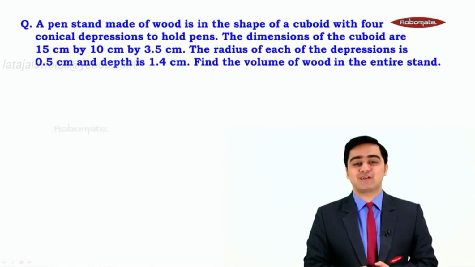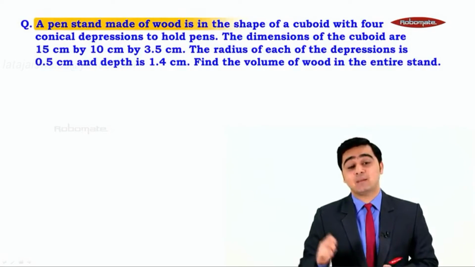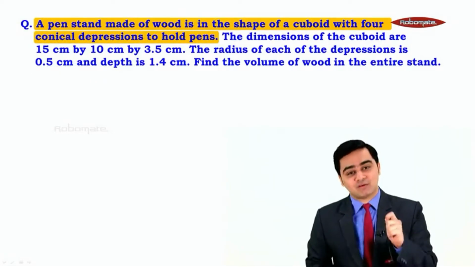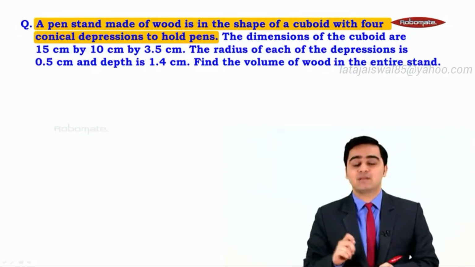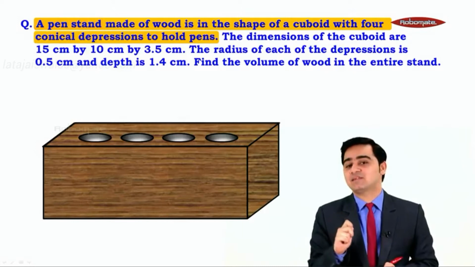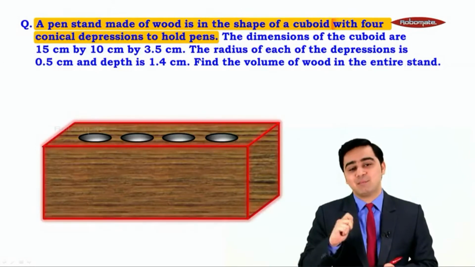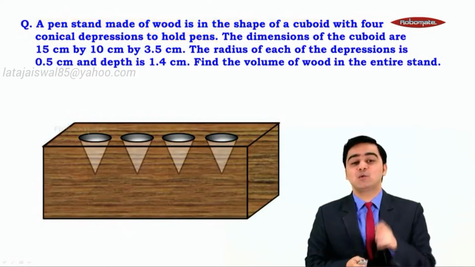Question we have in front of us. Let's understand the question with the help of the figure. It says that a pen stand is made of wood which is in the shape of a cuboid with 4 conical depressions to hold pens. We have a pen stand. It is in the shape of a cuboid and the pen stand is having 4 conical depressions to hold the pens.